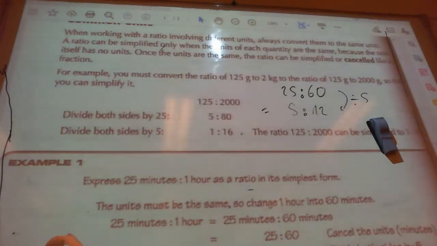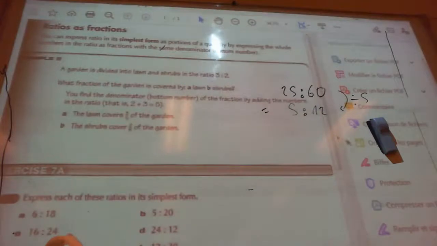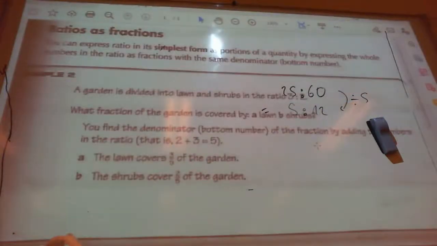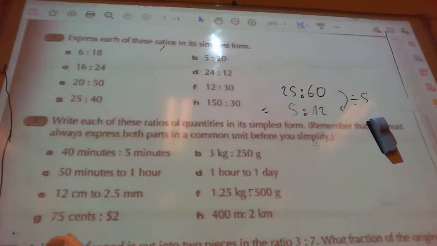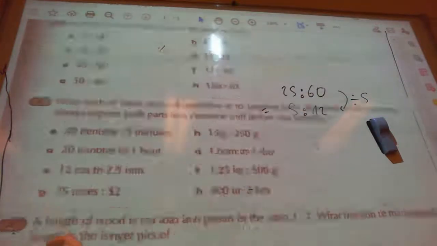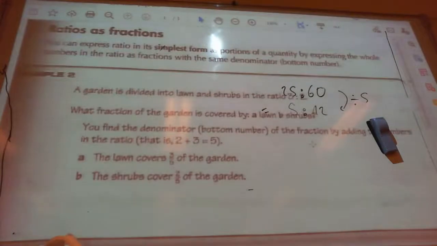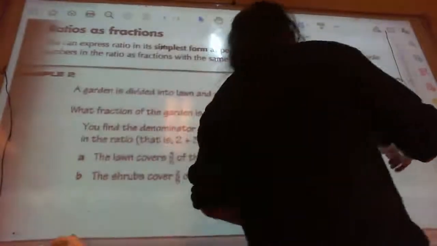This was an example. This was the first page. Second page now. Another example. Fraction. Okay. So we covered the ratio into fraction.